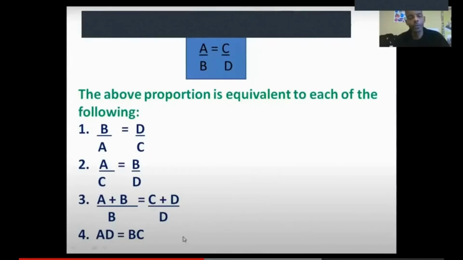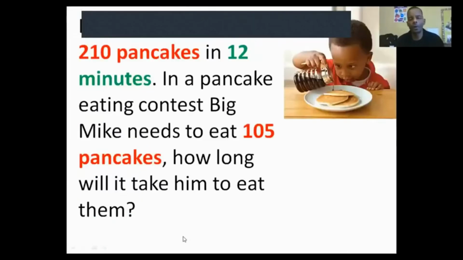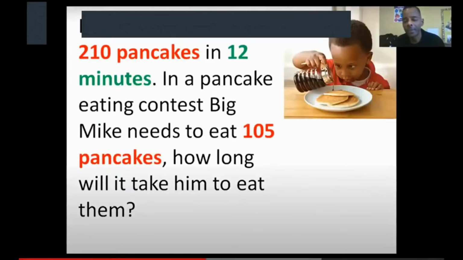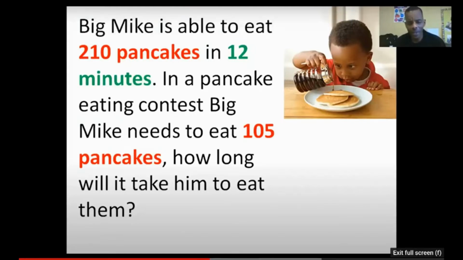So let's go. Oh, look at cute little Mike. And his name is Big Mike. He must have a big appetite because, you know, he's not big, he's little and cute. All right. Big Mike is able to eat 210 pancakes in 12 minutes. In a pancake eating contest, Big Mike needs to eat 105 pancakes. How long will it take him to eat them?